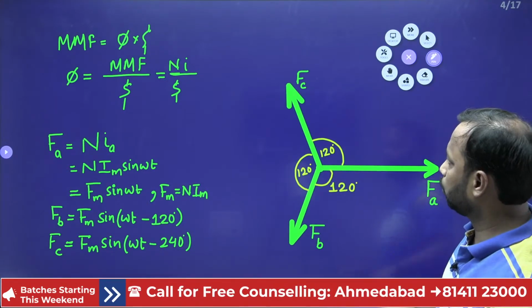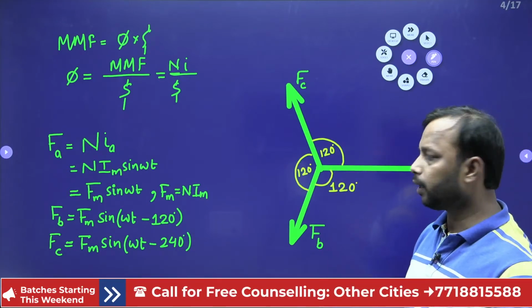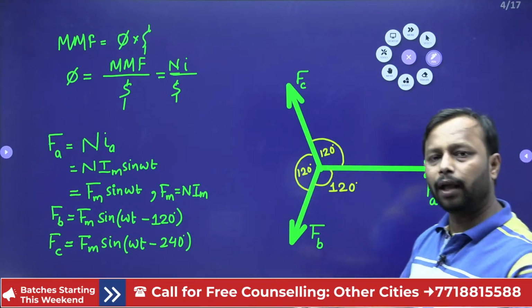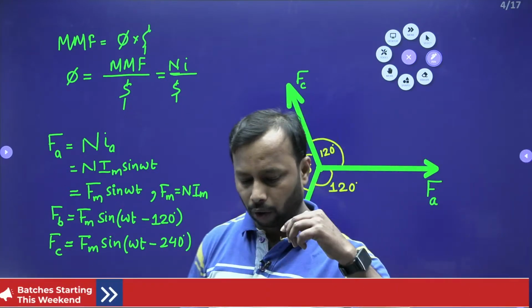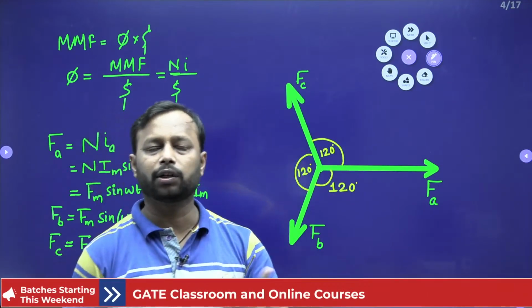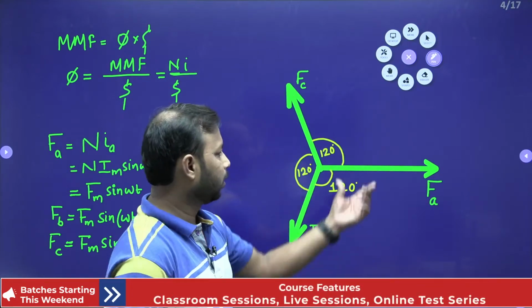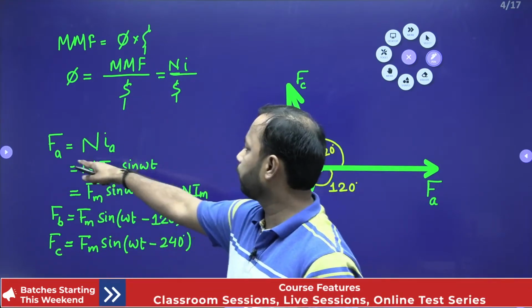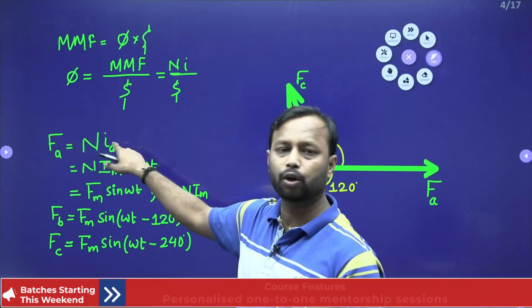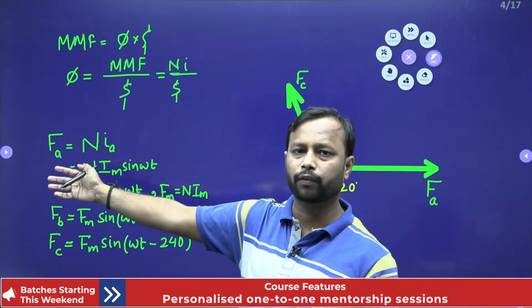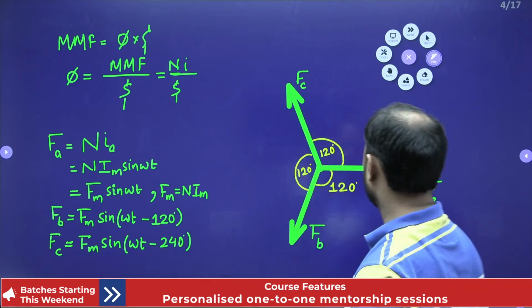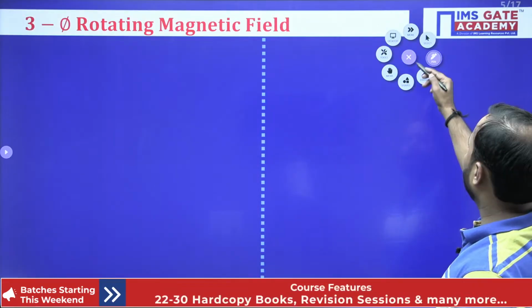Done? So for the positive current, I will take the direction of MMF like this, and if the current is negative, or the direction of current is opposite, then the MMF will be opposite, because your MMF is directly proportional to current. So whatever the direction of current, the direction of MMF will be the same. Done? So let us move ahead.